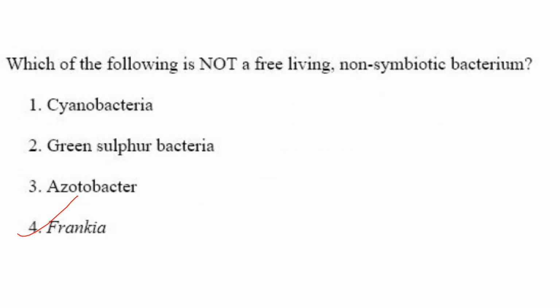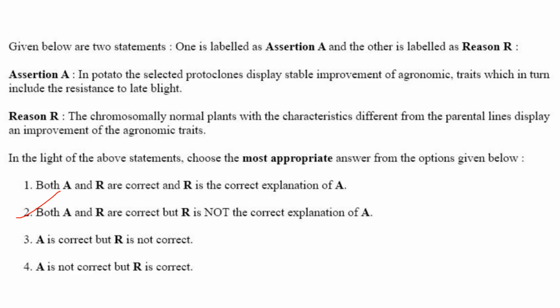Which of the following is not a free living non-symbiotic bacterium? So Frankia is the answer. Frankia lives in symbiotic association with the plant, usually the actinorhizal plant, fixing nitrogen in exchange for carbohydrates. It is not free living. The others are all free living non-symbiotic bacteria. So the answer here is option 4.